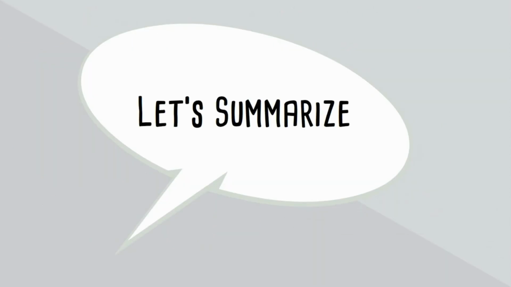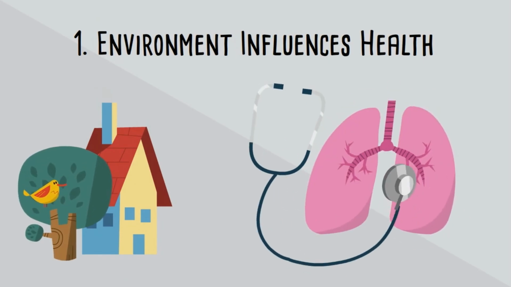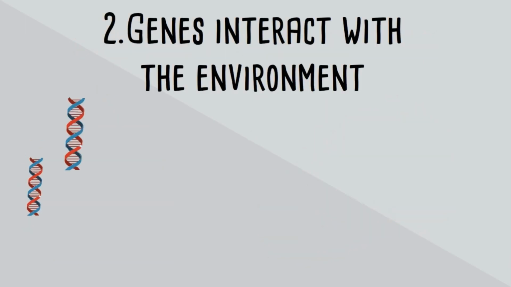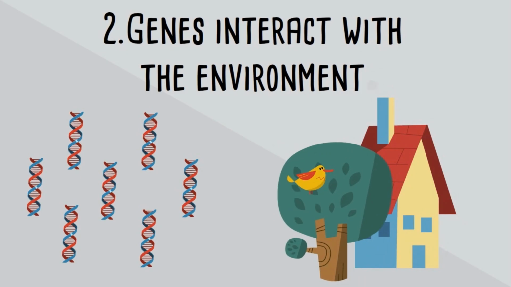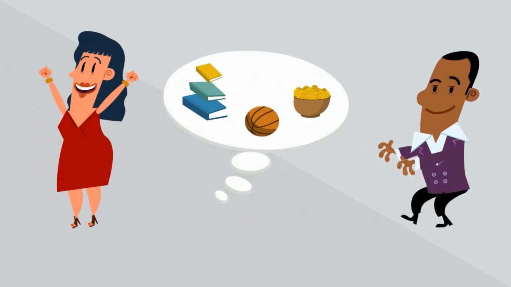Let's summarize. First, the environment, even as early as in the uterus, has clear impacts on future health. Second, our DNA is not set in stone. Genes actively interact with the environment to be adaptively modified. This is a small part of an overall huge picture of the many, many factors that define our appearance, personality, and behaviors.